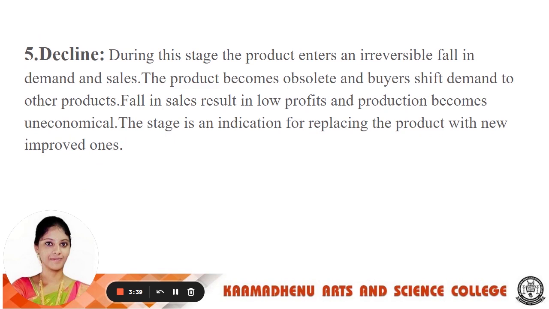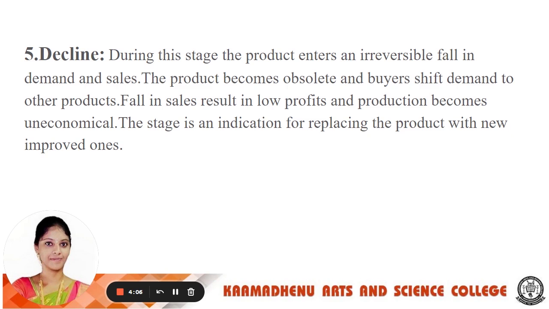The last stage is decline. During this stage, the product enters an irreversible fall in demand and sales. The product becomes obsolete and buyers shift demand to other products. Fall in sales results in low profit and production becomes uneconomical. This stage is an indicator for replacing the product with a new improved one.